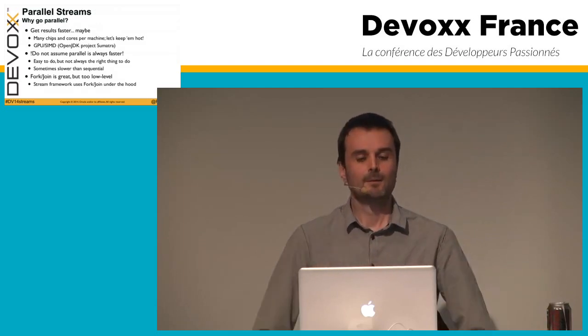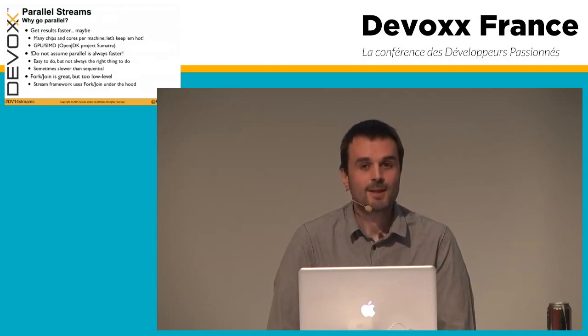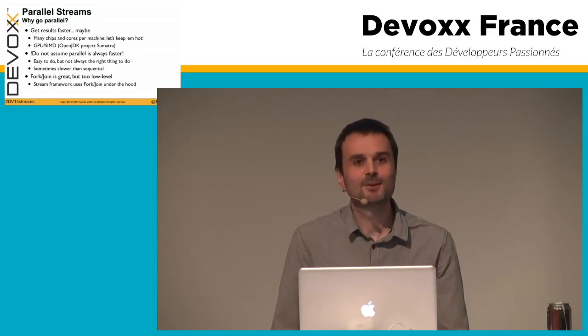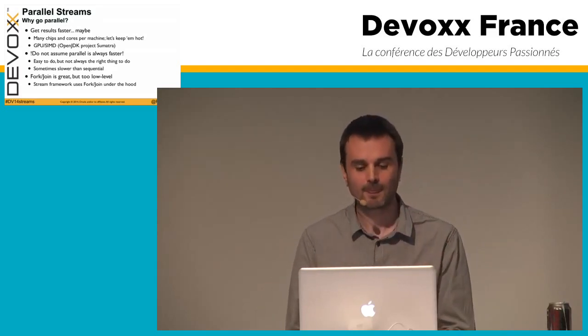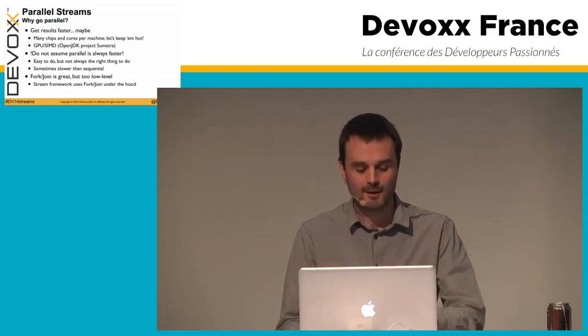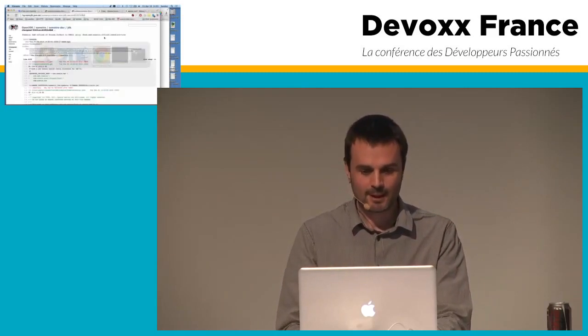Okay, so why would you want to go parallel? It's really one thing, and that's to get results faster. But maybe. That's the thing. There are many chips and many cores. We try and keep them hot. There's even something called Project Sumatra, which is doing stuff on GPUs and SIMD. And just to point out, that's something that's actually really, really happening.